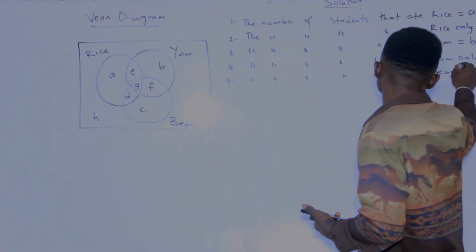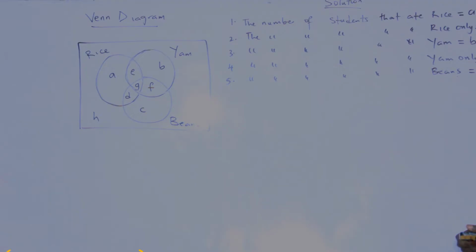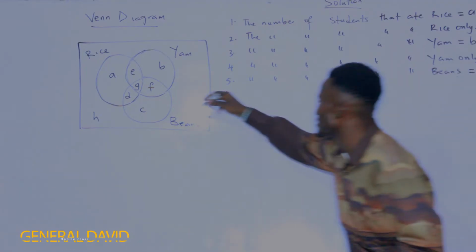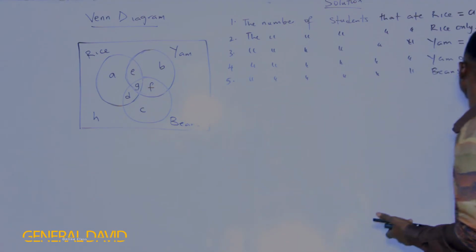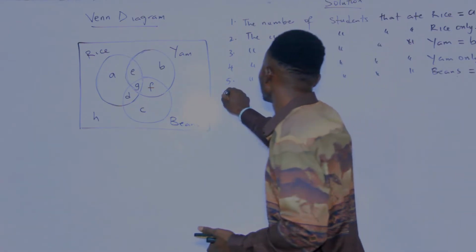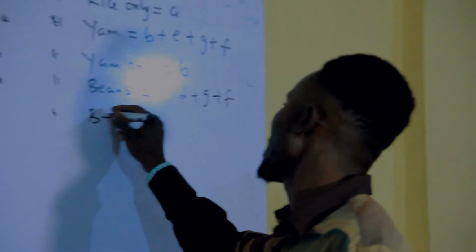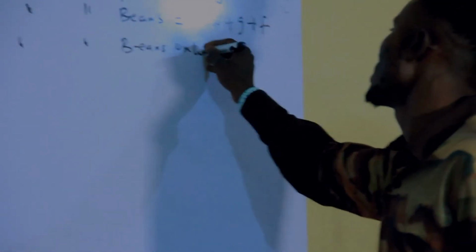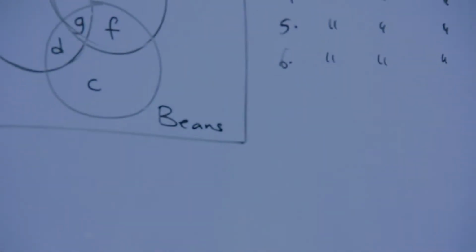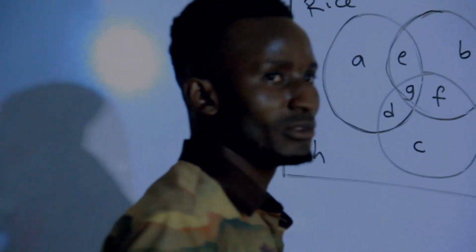Number 5. The number of students that ate beans. If you check it very well, you get the circle of the beans. This is the circle of the beans. Then we have it to be C plus D plus G plus F. This is the number of students that ate beans. And what is the number of students that ate beans only? So beans only, if you check, the only set of students that ate beans only is C. Now, we are done with each of the food items.